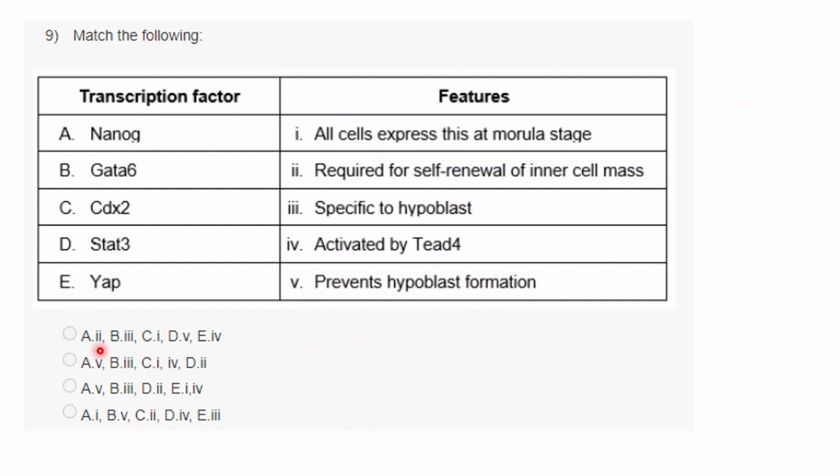And the options are A2, B3, C1, D5, E4; A5, B3, C1, D2, E4; A4, A5, B3, D2, E1; Option D, A1, B5, C2, D4, E3. So you have to carefully match the transcription factor with its feature. Let's wait for a minute and check the answers.